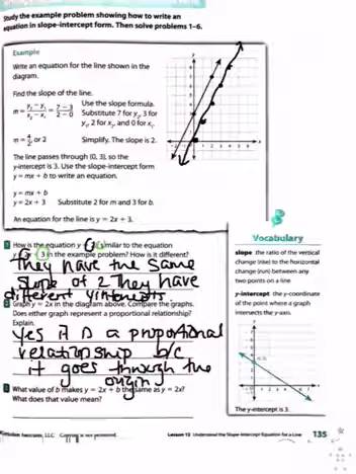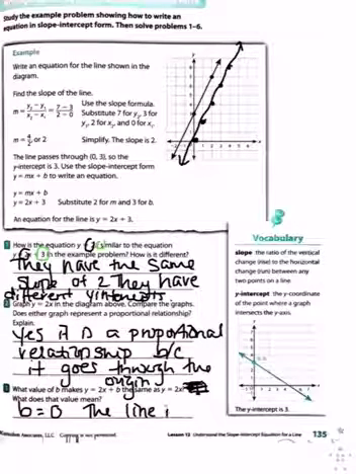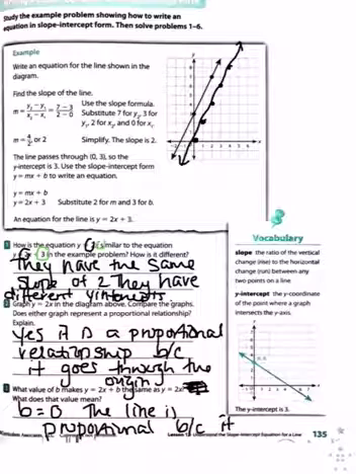Problem number 3. What value of b makes y equal 2x plus b the same as y equals 2x? What does that value mean? So, in order for it to be y equals 2x, b has to equal 0, because we don't have to write plus 0 onto the end of our equations. It's irrelevant. We don't have to write that. It means that the line is proportional, because if it goes through 0, it goes through the origin.